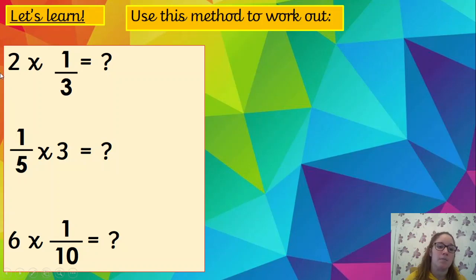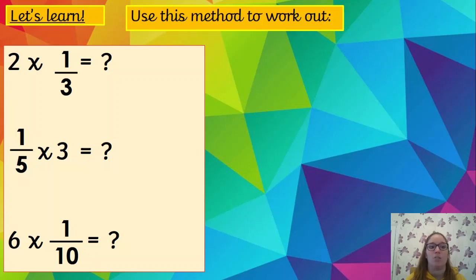Now it doesn't matter which way round this is written. You can have the whole number first and then the fraction, or the fraction multiplied by the whole number. Because as you know, with multiplication we can have it either way around. We can have 3 times 5 or 5 times 3. The answer will still be the same. Now that works exactly the same with fractions. So have a go at working those out, and then we'll go through the answers. Pause the video, write them out into your books, and then we'll have a look together.